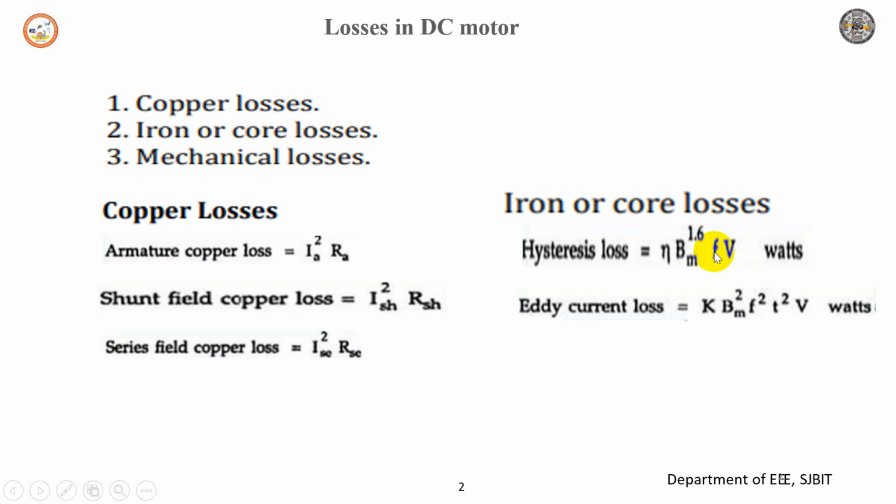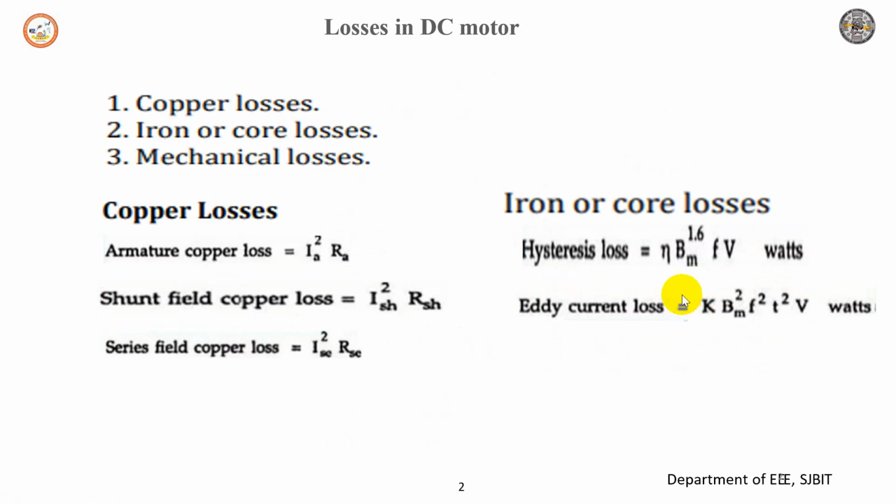Now coming to the eddy current loss, it is given by K Bm square f square t square V, where K is a constant, t is the thickness of each lamination and V refers, as usual, to the volume of the core. It is due to the eddy currents. When the armature core rotates, it cuts the magnetic flux and an EMF gets induced in the core. This induced EMF sets up an eddy current which causes the power loss, that is the eddy current loss.